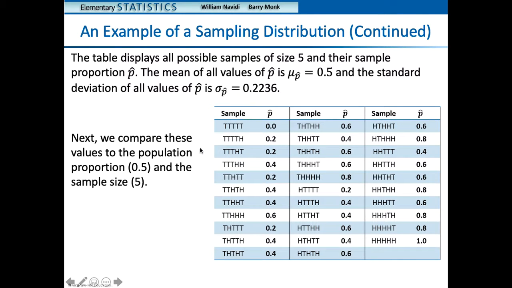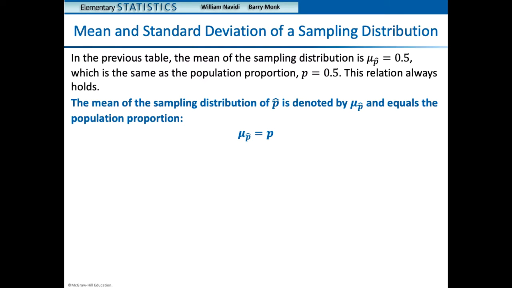Okay? Now it turns out that the mean of the sampling distribution and the standard deviation of the sampling distribution are related to the population proportion and the sample size in the following ways. First of all, we said that the population proportion of heads is 0.5, right? And that is equal to the mean of the sampling distribution, which is also 0.5. This is a relationship that always holds, okay? The mean of the sampling distribution of p hat is denoted by mu with a subscript p hat, and it equals the population proportion.